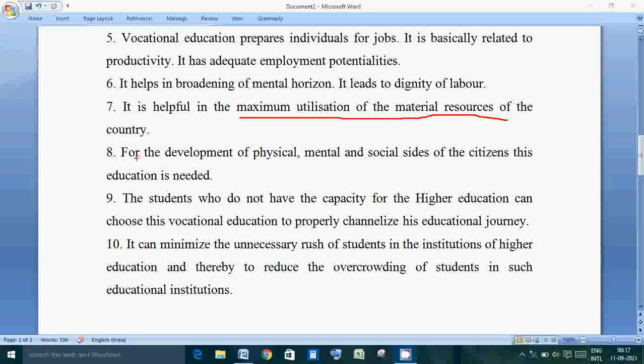Okay, understood this one. Now the point number 8: for the development of physical, mental and social sides of the citizens, this education is needed, because only mental satisfaction is not always important for us.